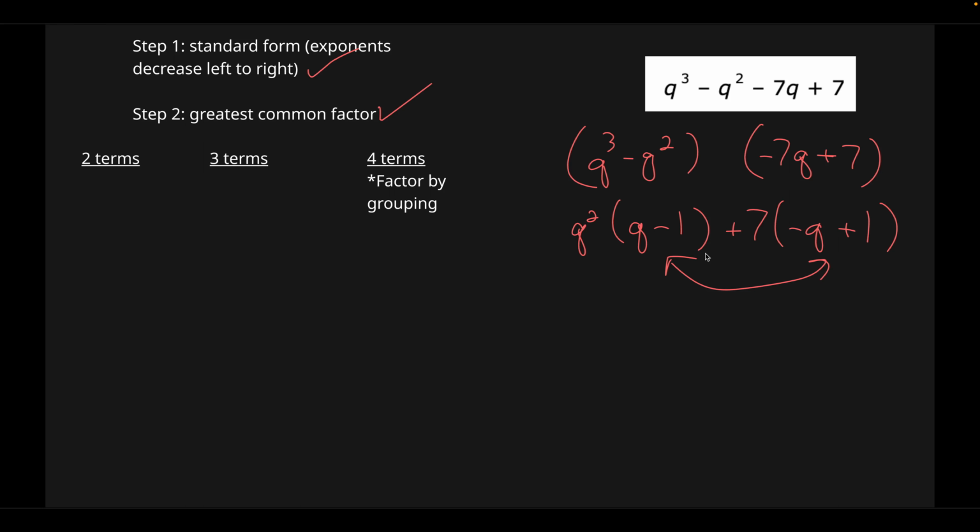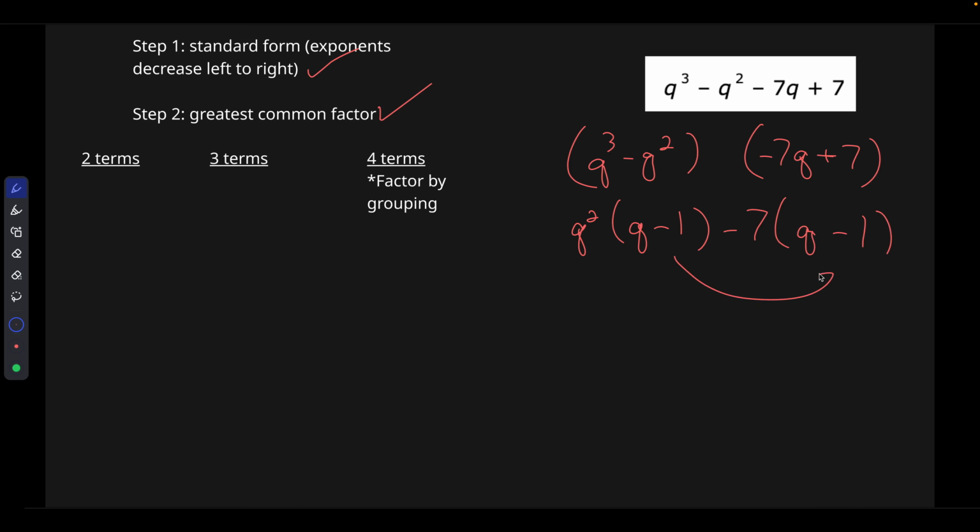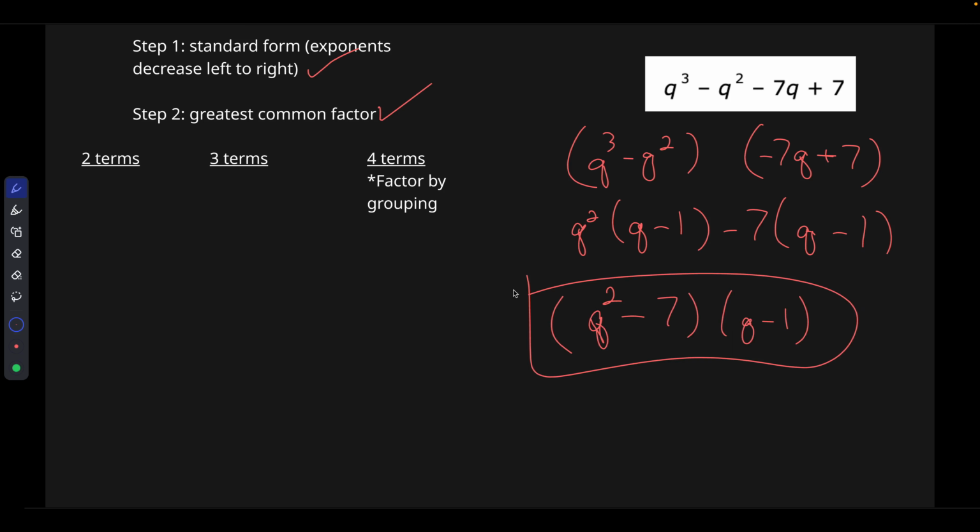If your positives and negatives are exactly backwards, then what you need to try is, instead of factoring out a positive 7, what would have happened if you factored out a negative 7? Well, then I would be left with positive q minus 1, and now they match. Okay, so if your parentheses look close, try factoring out a negative instead and see if that gets them to match. So now we just do our normal answer, q squared minus 7q minus 1. Okay?